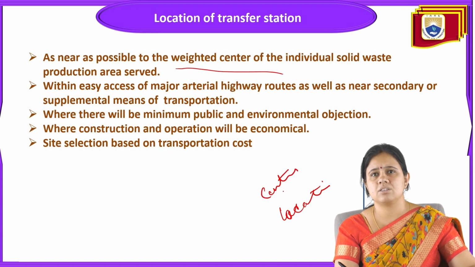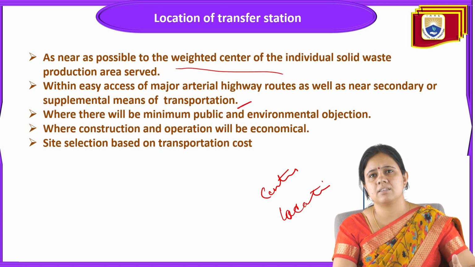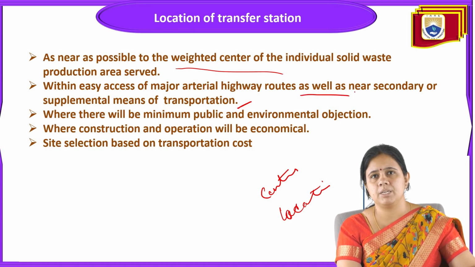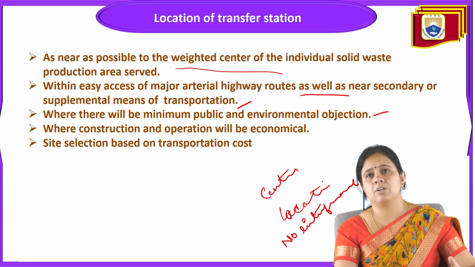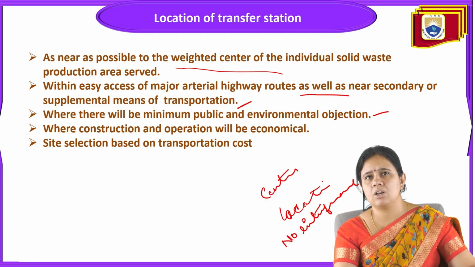Next, within easy access of major arterial highway routes as well as near secondary or supplementary means of transportation, where there will be minimum public and environmental objection. Obviously, no interference with the public and no environmental objection, where construction and operation will be economical, and site selection based on transportation cost. So these are the 5 points related to selecting the location of a transfer station.